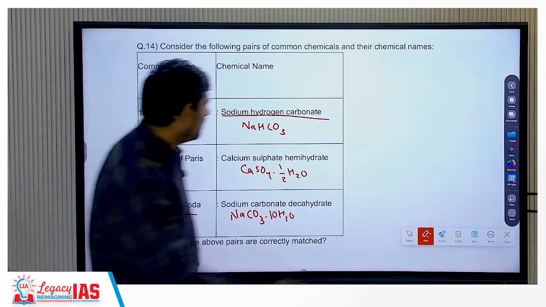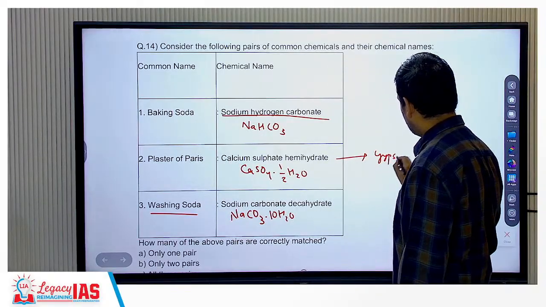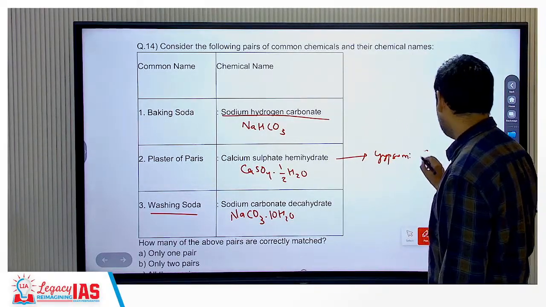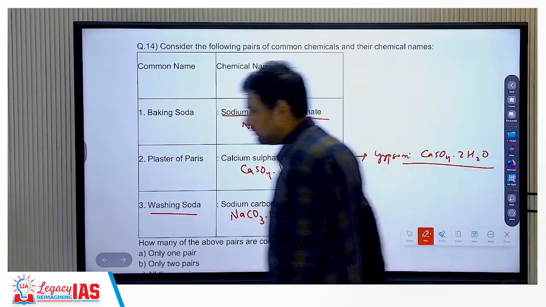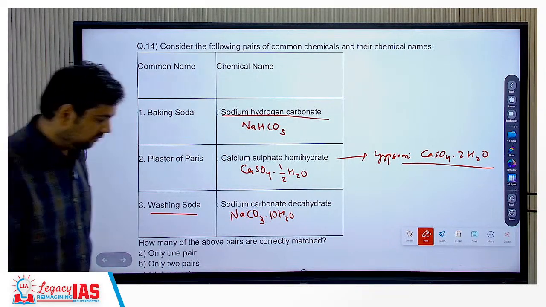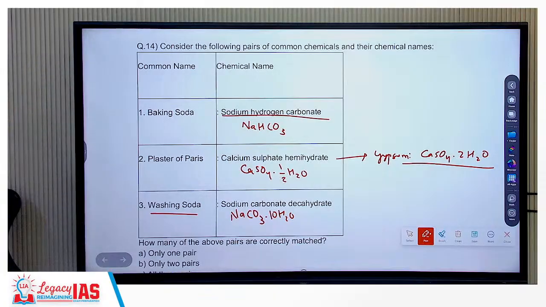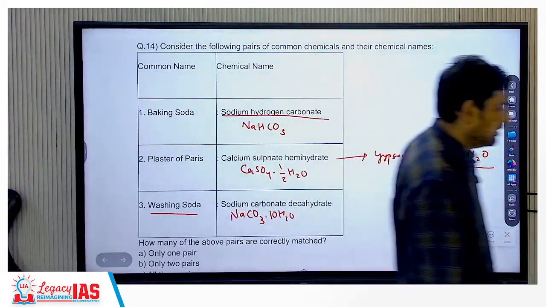There is one more you want to remember along with these. It is called gypsum. Gypsum is what? Gypsum is CaSO4 dot 2 H2O. Now all three of them are exactly correct, so you just have to remember them as they are.